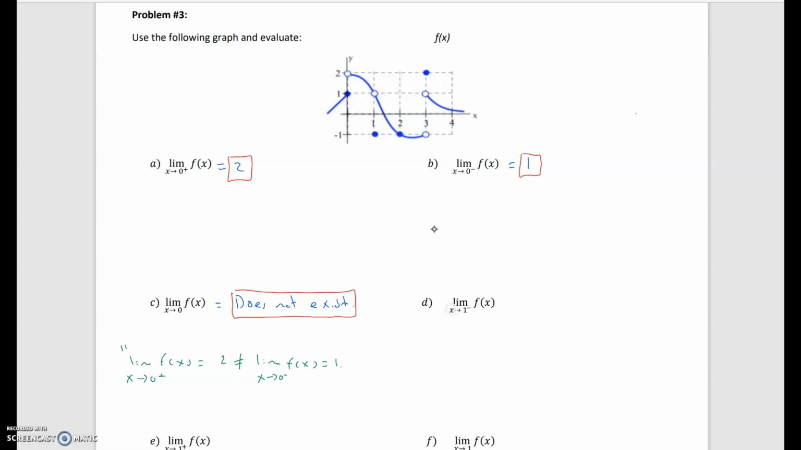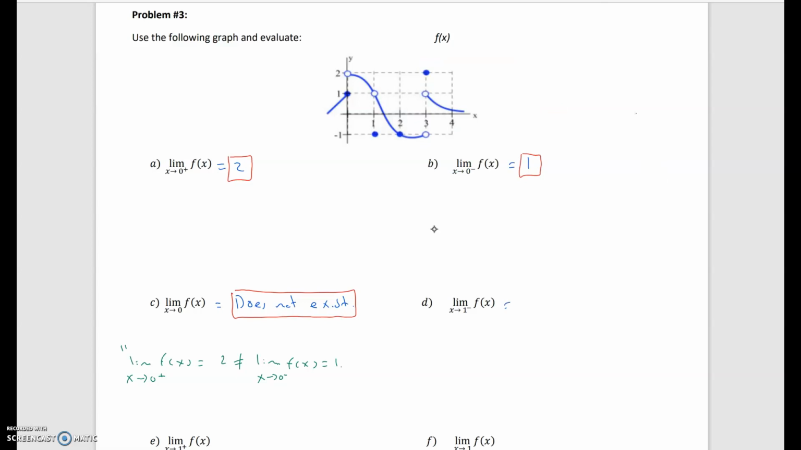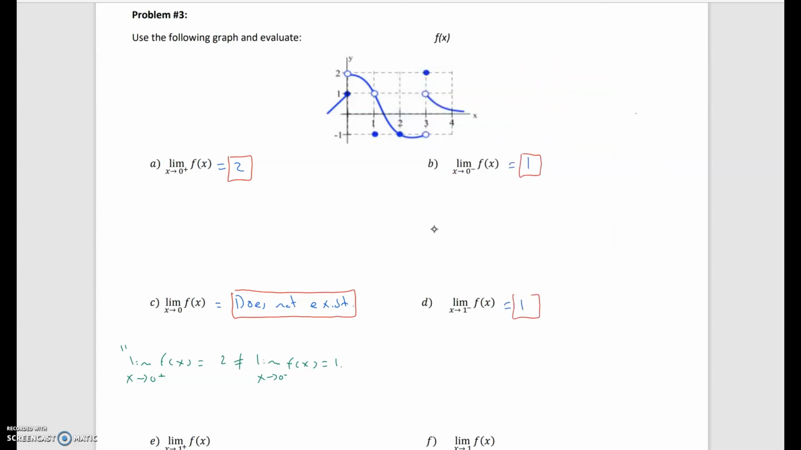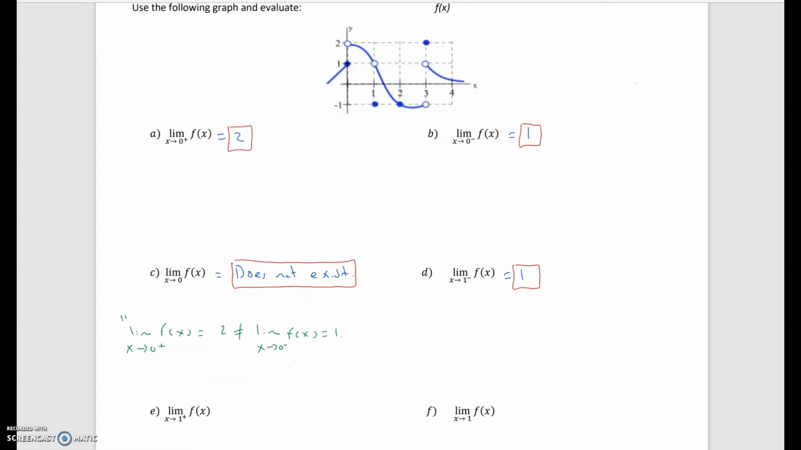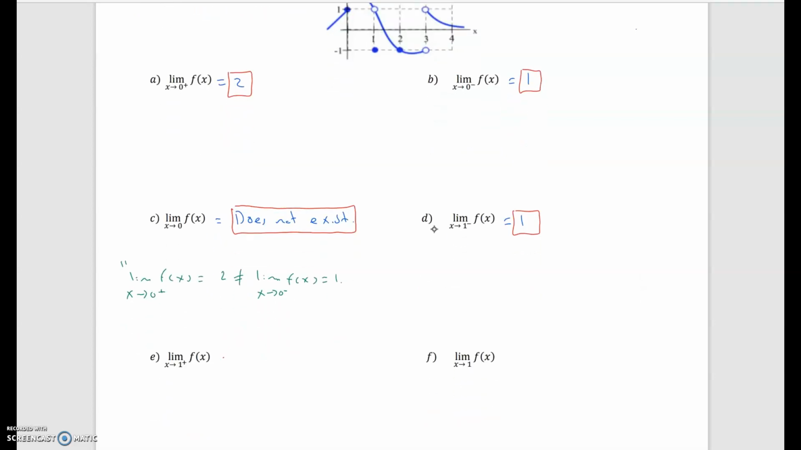Now, let's take a look at the limit as x approaches 1 from the negatives. From the negatives, we're going to get the value of 1. In this case, this is equal to 1. On e, we are looking at 1 from the positives. And in this case, notice your function is not defined, but your y value is also going to be 1. So this is equal to 1.